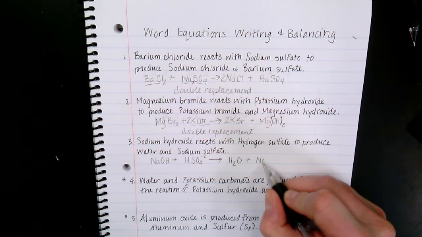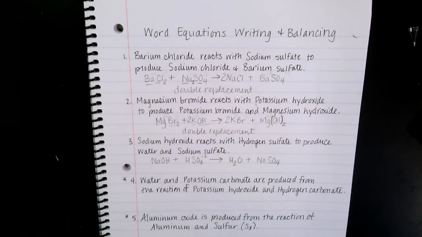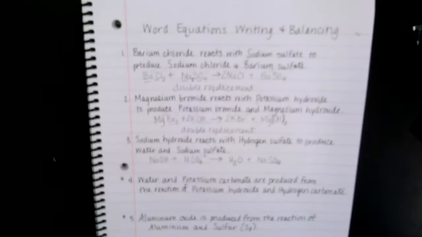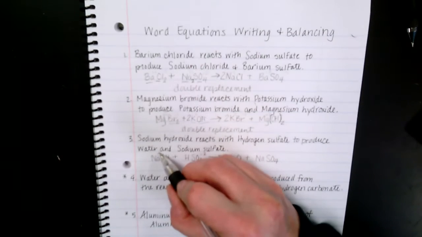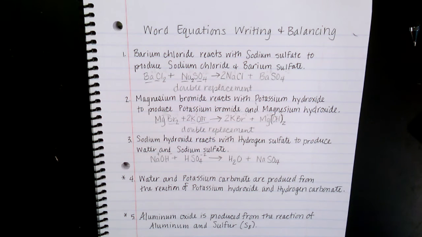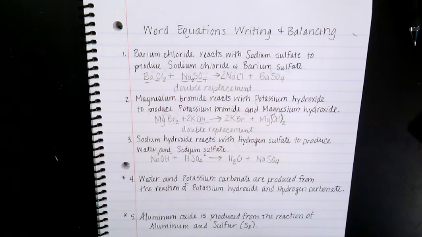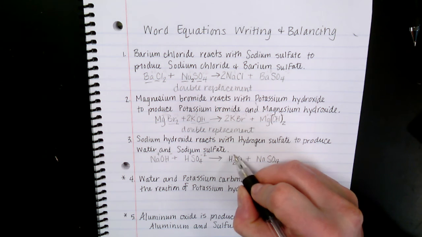and sodium sulfate. All right, so sodium's charge is +1. It's in that first column. Hydroxide, we already looked up earlier. It's a -1 charge. That's from your reference table. Hydrogen is in column 1, so it's got a +1 charge.